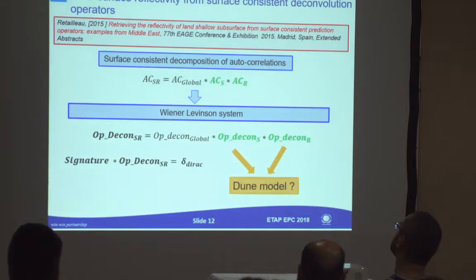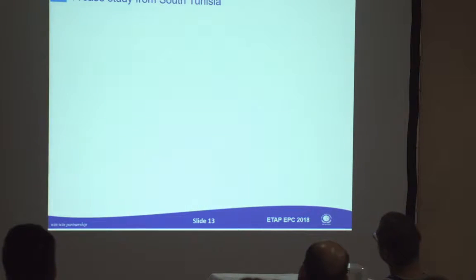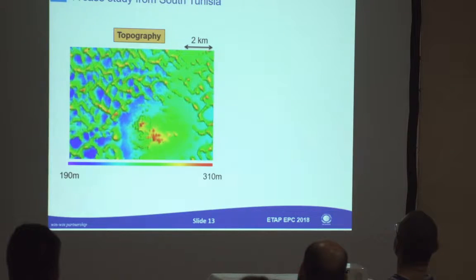So we're going to look at these deconvolution operators and see how, from them, we can build a dune model. For this, I will now go straight to the case study from Tunisia. Most of you will maybe recognize the field. We have a topographical map with the dunes and the top of the outcrop of the hard material. You will see the dunes on the west and the hard outcrop on the south.